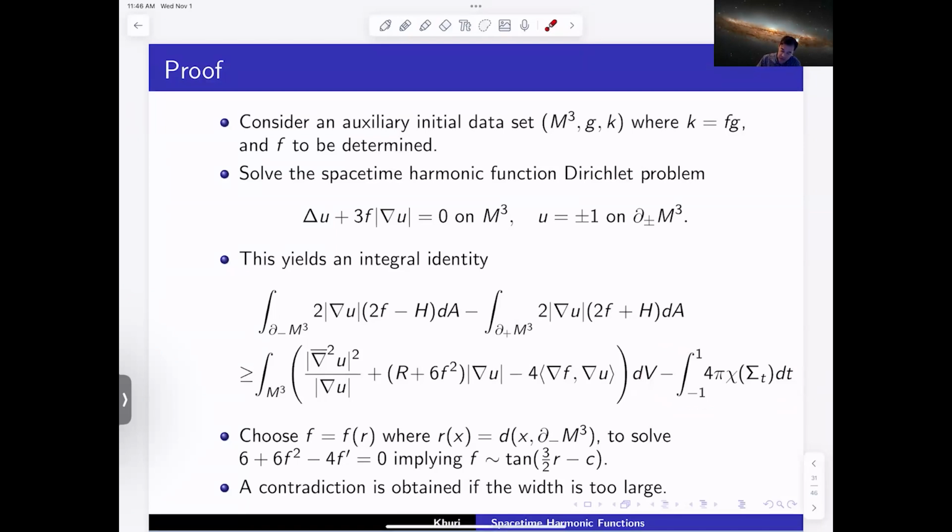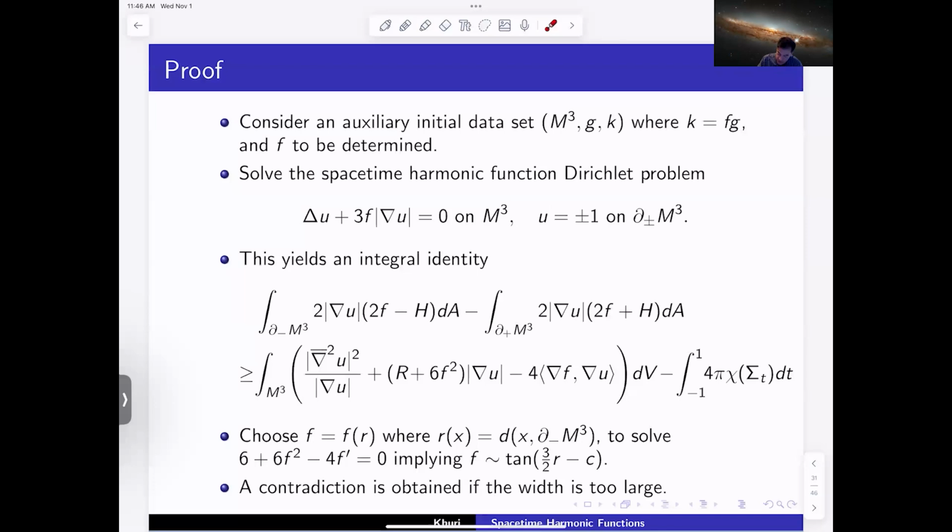And then the idea is to choose the function f, as is usually done with mu bubbles and Callias operators, to blow up at the opposite ends, to positive infinity on one end and minus infinity on the other end. And once you do that, the signs of these boundary terms are all correct. So what you get is that this bulk expression is less than or equal to 0.